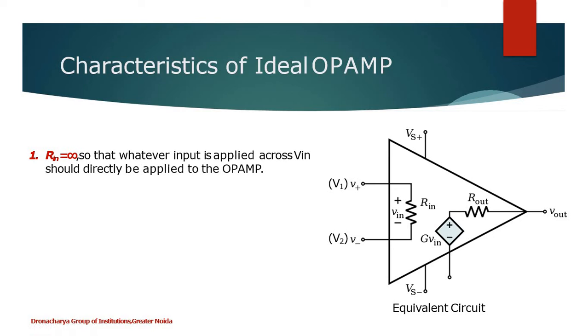Now let us study some characteristics of an ideal op-amp. Let's start with the input impedance. Ideally we want the input impedance to be infinite, because we are basically amplifying the difference V1 minus V2. So we don't want to lose any potential across this resistance, and we want that exact difference to be reflected to this voltage controlled voltage device. That's why we want Rin, or input impedance, to be infinite in ideal op-amps, so that whatever input is applied across Vin should directly be applied to the op-amp.